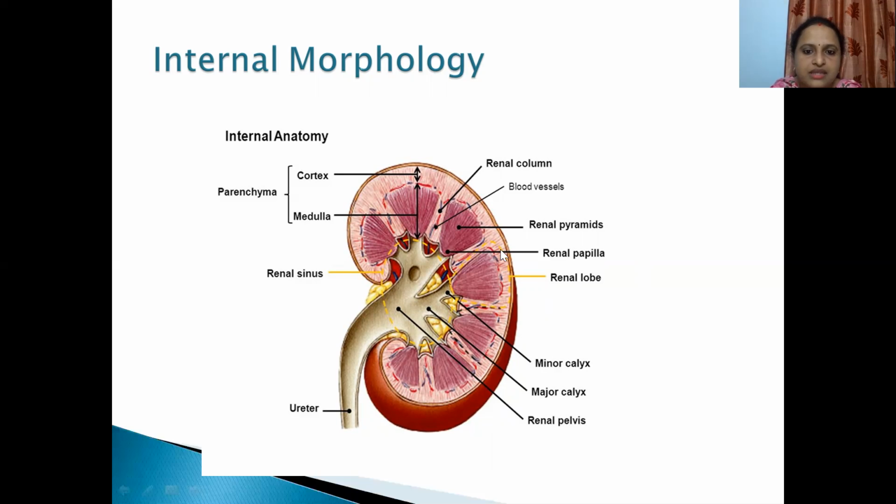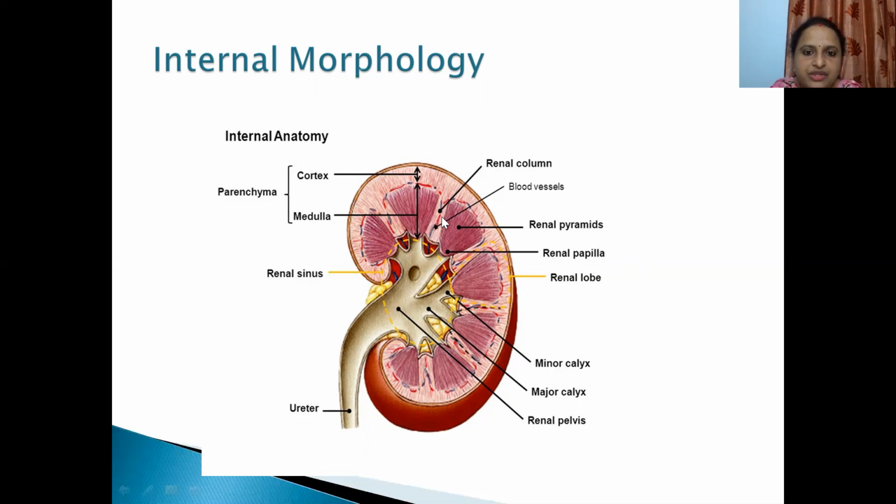Now this cortex is a connective tissue. This cortex region consists of the Bowman's capsule of the glomerulus, and the renal tubules are present in the cortex. And then it leads into the inner region of the kidney, which is called the medulla. In the medulla, you can see in the diagram, it contains some 8 to 18 pyramid-like structures, which are called renal pyramids. And the tips of the renal pyramids end in the area called renal papillae.